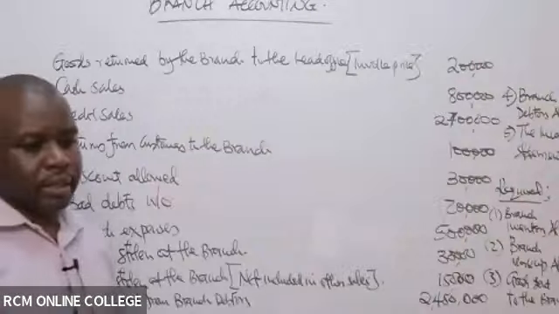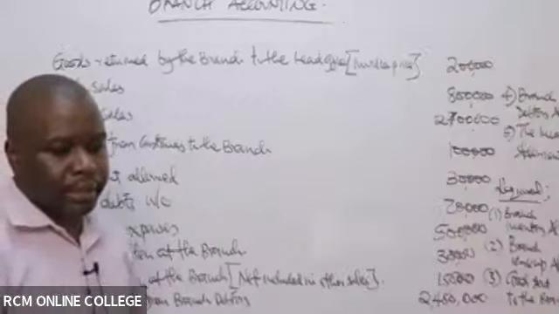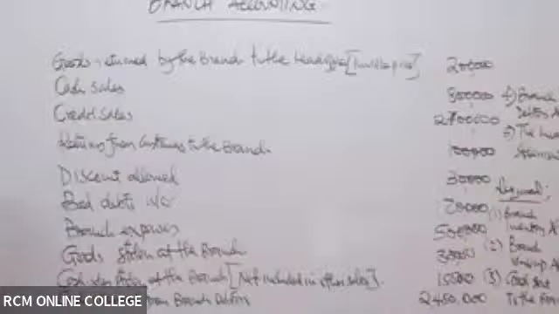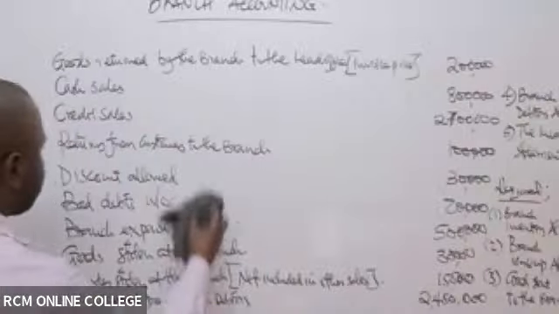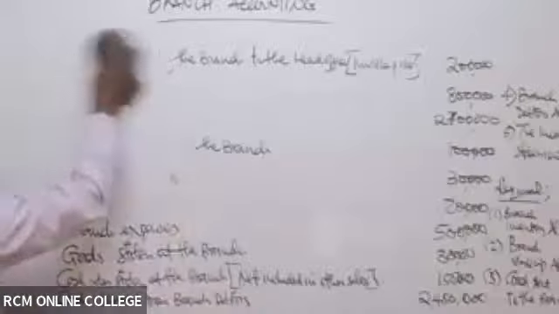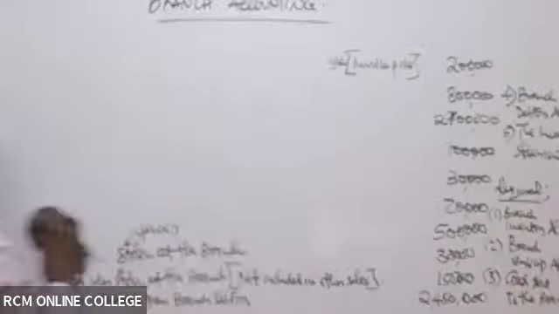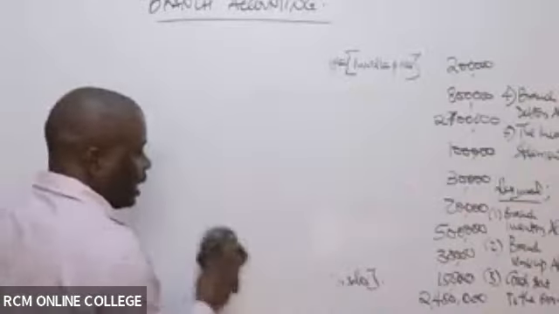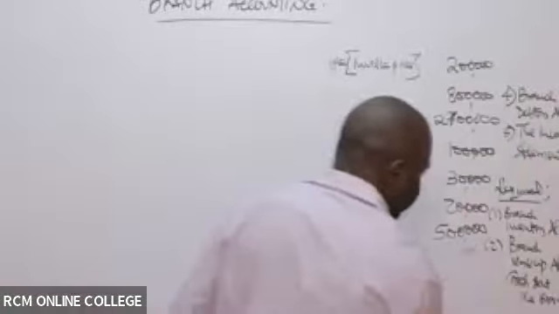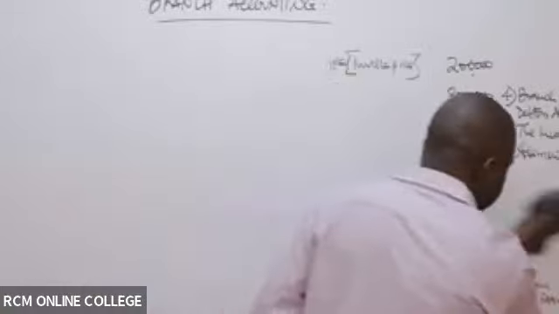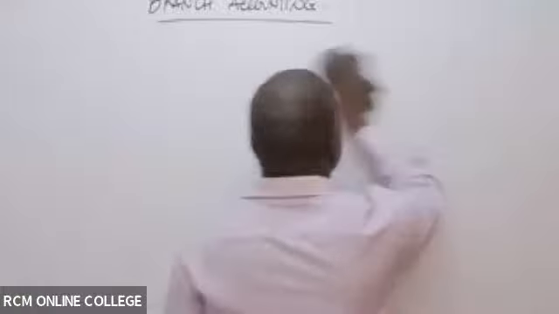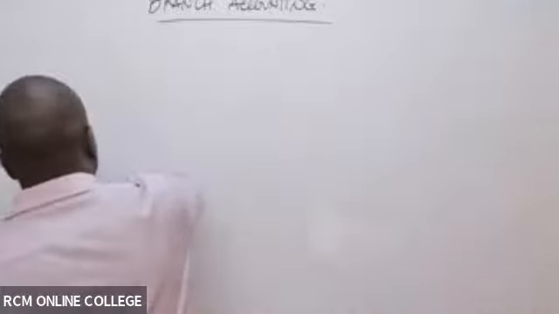I can see Naitale says clear. Then T says captured. So hope the others have actually been able to capture. I want us to start preparing those ledger accounts so that you see how you pass those journals we've talked about, and how you eventually come up with the income statement for the branch.